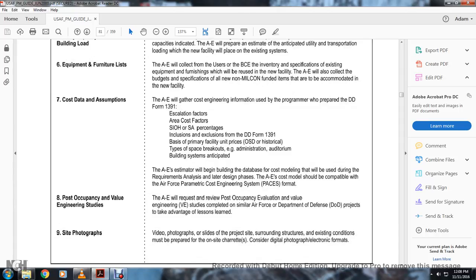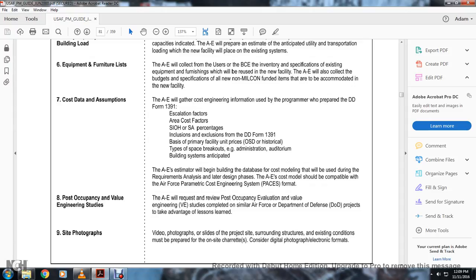Chapter 7. Cost data assumptions. The architectural engineer gathers cost engineering data used by the programmer to prepare the Department of Defense Form 1391: escalation factors, area cost factors, SIOH, SA percentage, and inclusion and exclusion from the Department of Defense 1391. Base primary facility unit prices, officer, secondary, defense, or historical. Typical space allocation breakouts: administrative, auditorium, building systems anticipated.